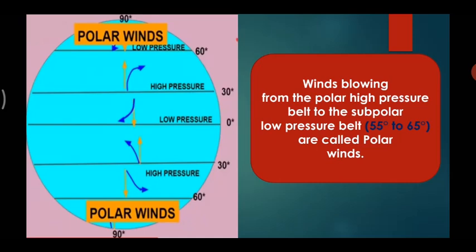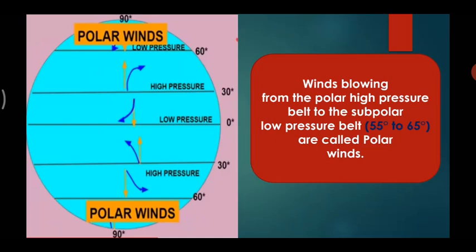Now, the third planetary wind is the polar winds. Where are these polar winds blowing? Can anyone tell me? They are blowing from the polar high pressure belt, near the North Pole and the South Pole. High pressure belts are there. From the high pressure belt towards the subpolar low pressure belt. These winds blow from the poles to the subpolar low pressure belt. These winds are called polar winds.